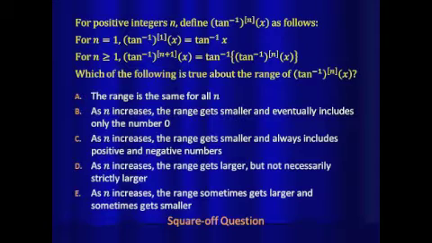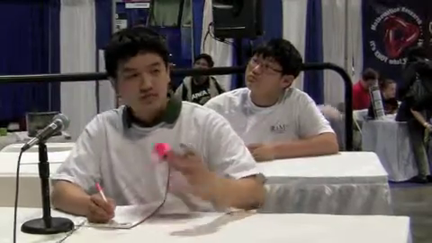Which of the following is true about the range of that iterated function, inverse tangent composed with itself n times, of x? A, the range is the same for all n? Oh, you just did, sorry. The answer is A? That's incorrect. All right, so I'll read the rest of it and then you have a minute.